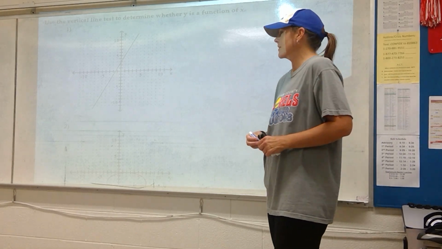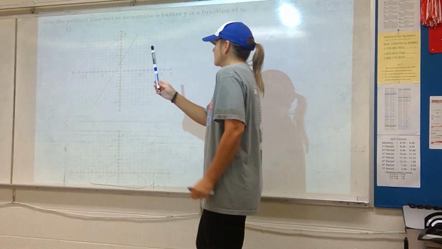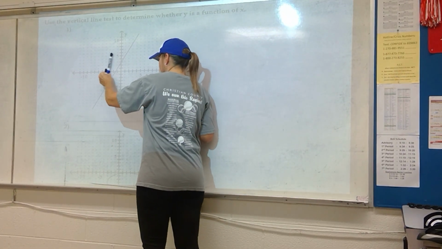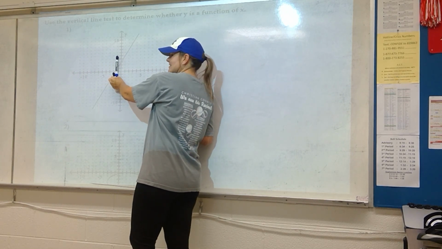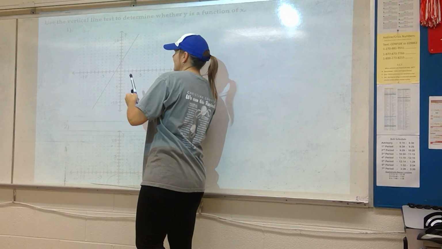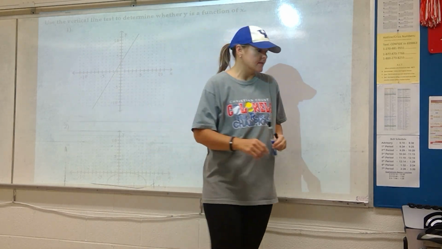You're gonna use the vertical line test. So you can use your pencil as a vertical line and drag it from the left to the right. If the graph touches your line in more than one place at any given time, it's not a function. Number 1 is a function because it passes the vertical line test.